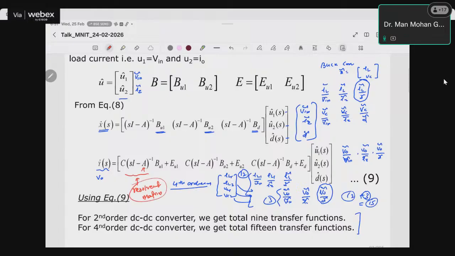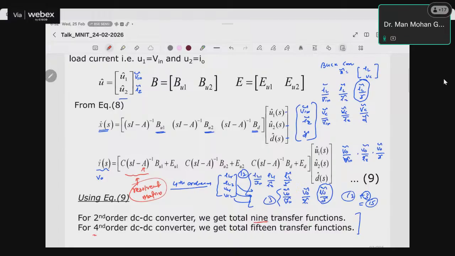When the order of the converter is very high, or the converter involves known identities, then the computation of the resolvent matrix becomes a bit tedious, cumbersome, and prone to errors. So we will find out one algorithm called the Leverrier algorithm to simplify the calculation of (sI minus A) inverse, the resolvent matrix. Depending upon the order, like I said, for a second order converter there are 9 transfer functions possible.